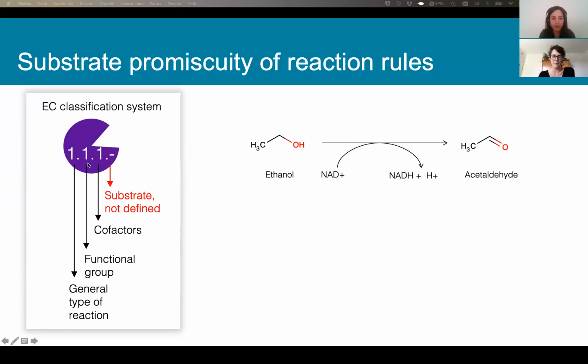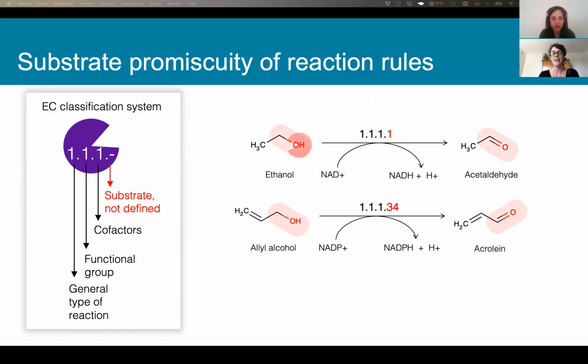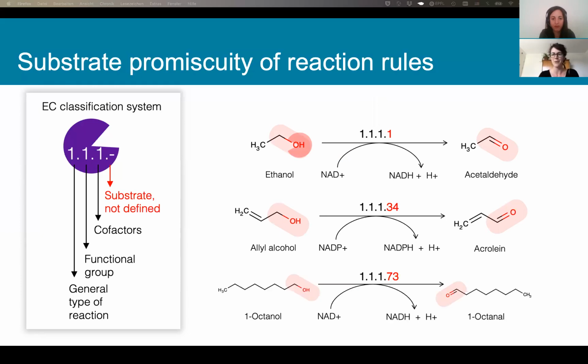So what does this mean? Let's say we have a reaction turning ethanol into acetaldehyde. The rule targets the alcohol part and transforms it into the aldehyde group. Then we can apply this rule also to other molecules that have the same reactive site and then perform the same reaction. And with this, the reaction rules represent the substrate promiscuity of enzymes.